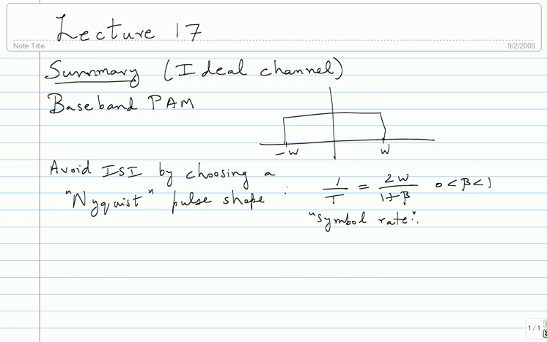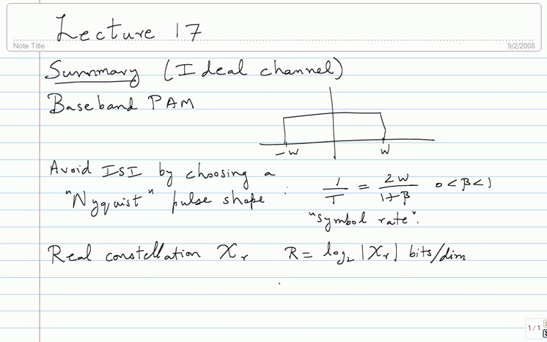Okay, so when you do baseband PAM, your constellation has to be real, right? So you have a real constellation. Maybe I'll call it XR to emphasize that. And so from here, one can define what I'm going to call bits per dimension, R. The reason is I want to keep this R as bits per dimension even when I go to QAM. There I'll have to divide by 2, because you'll have a complex constellation. If you do log base 2 of the size of the constellation, that many bits you send in 2 dimensions. To normalize everything, we'll say R is bits per dimension, in which case here it works out.